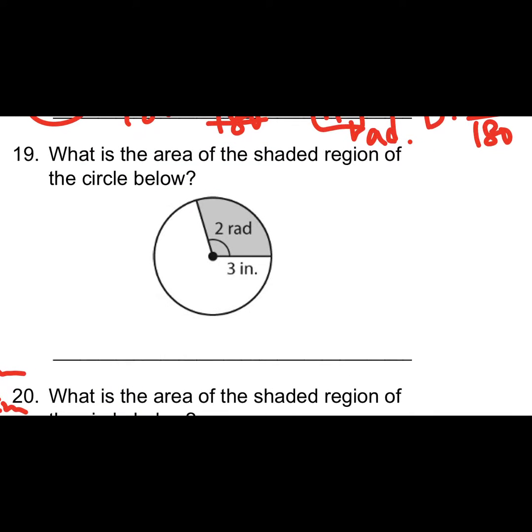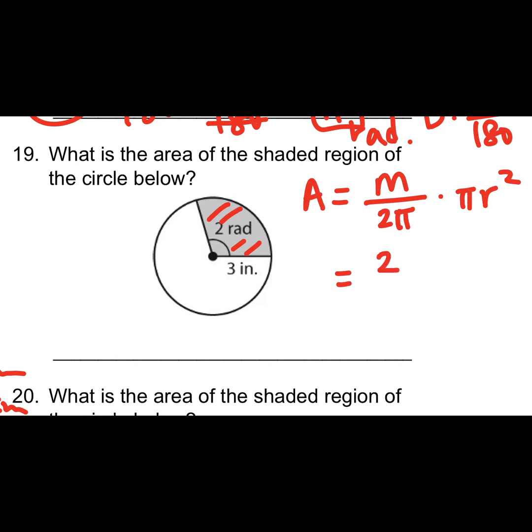Number 19. What is the area of the shaded region? And here's the shaded region, and we should know that we're looking for the area, which means we're going to take the measure over 360. Instead, this is actually 2 radians, so we can see that the angle is in radians. So let's use 2 pi, times, and we're looking for the area, so it's pi r squared.